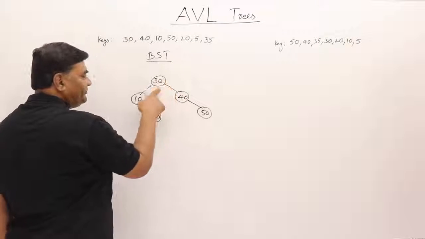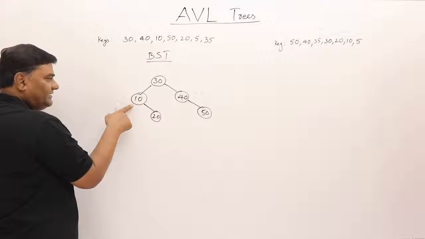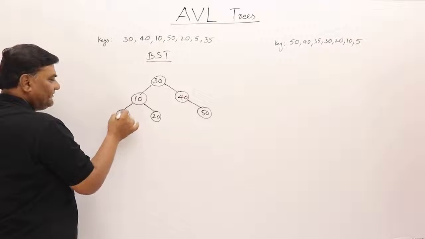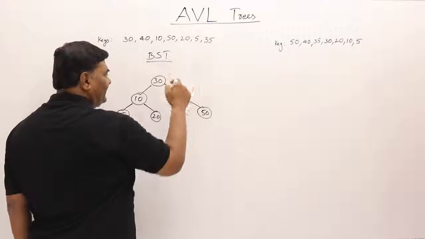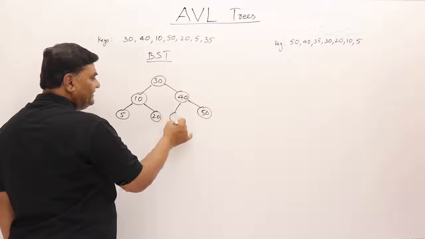The next is 5. 5 is smaller than 30. Come to left side, it is less than 10, it's smaller than 10 also, so insert it on the left hand side. 35 is greater than 30, go to right side, less than 40, so insert it on the left hand side.